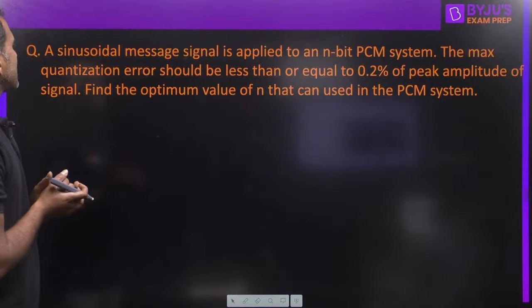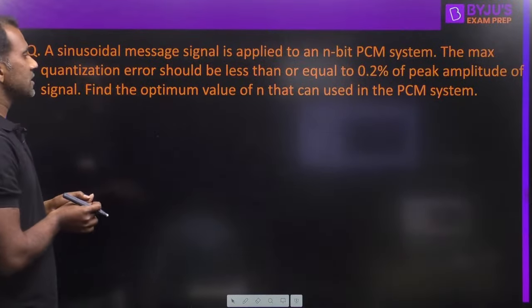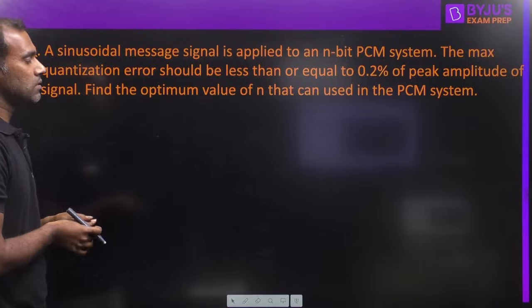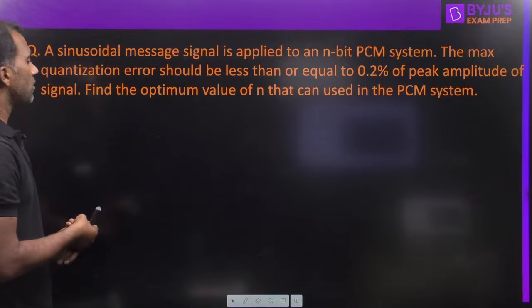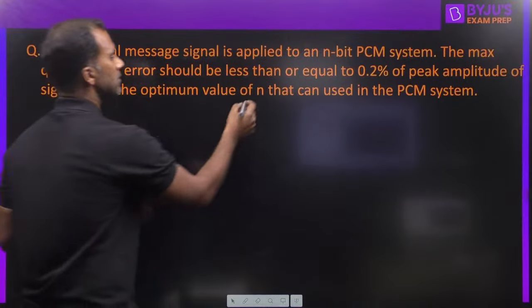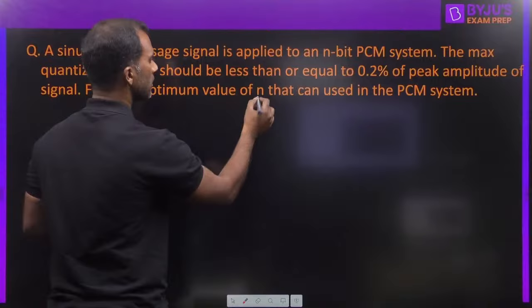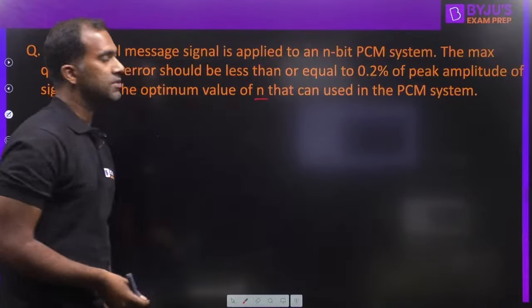A sinusoidal message signal is applied to an n-bit PCM system. The maximum quantization error should be less than or equal to 0.2% of the peak amplitude of the signal. Find the optimum value of n that can be used in the PCM system.